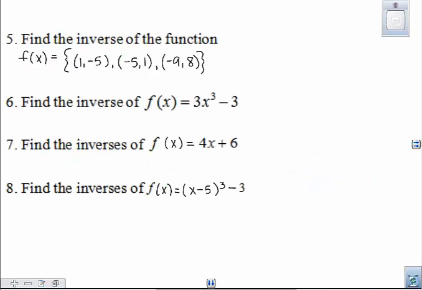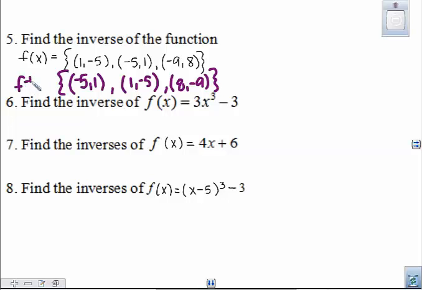Number 5 is asking for the inverse. If you're just given a set of ordered pairs, you simply switch the x and the y. So this would be negative 5, 1, 1, negative 5, 8, negative 9. And that would be the inverse. So that's written f inverse of x.